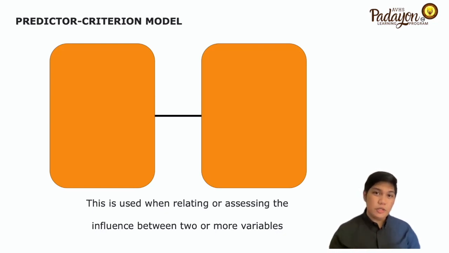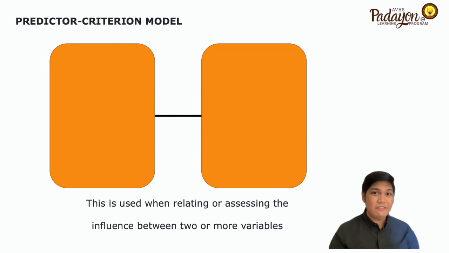In any case that you will be conducting an experimental research, then the best tool or best model that you will be using is the IVDV model. However, when your research is non-experimental, it's just descriptive, statistical, then predictor criterion model is the best method or the best model to be used. Second one is the manipulation of variable.